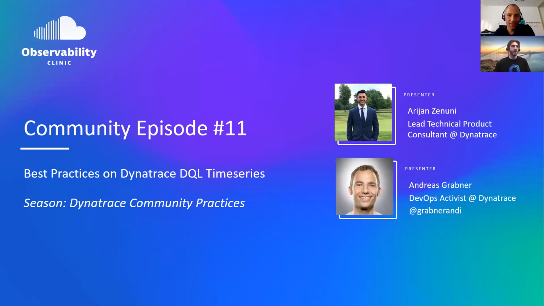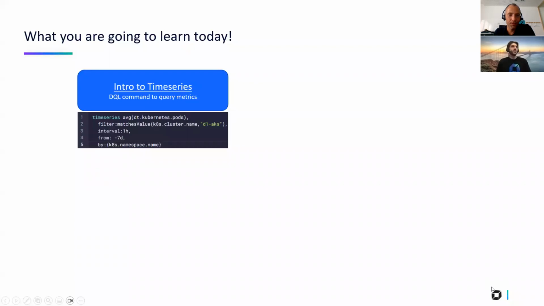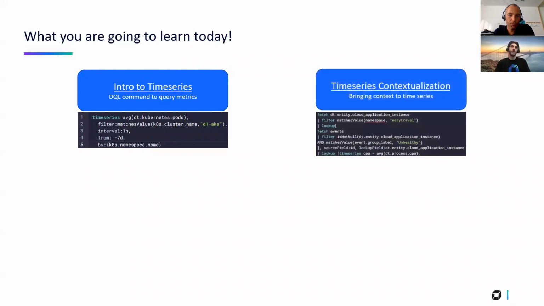Yeah. So looking at what we're going to do today, introduce ourselves to the time series command within the DQL. It's a very specific command to query metrics. Now that we have the power of the query language, we have the ability to now gather information and data across the topology mapping, across logs, across events, so we can gather and create unified views of all those data sets.